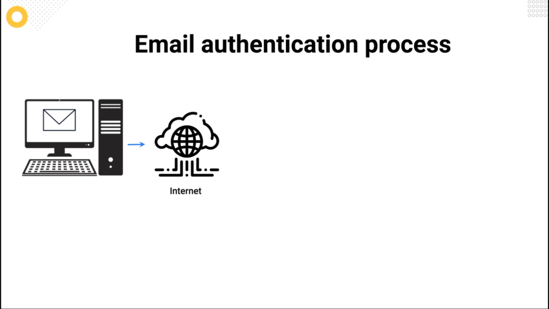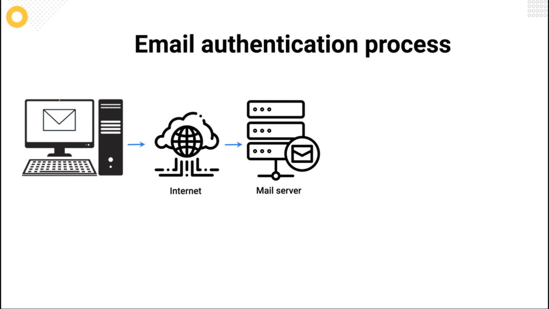1. The sender composes an email and hits send, which causes the message to be transmitted to the sending mail server over the internet. 2. The sending mail server identifies the recipient, processes the message, constructs a message with headers, and sends a message to the recipient's mail server.